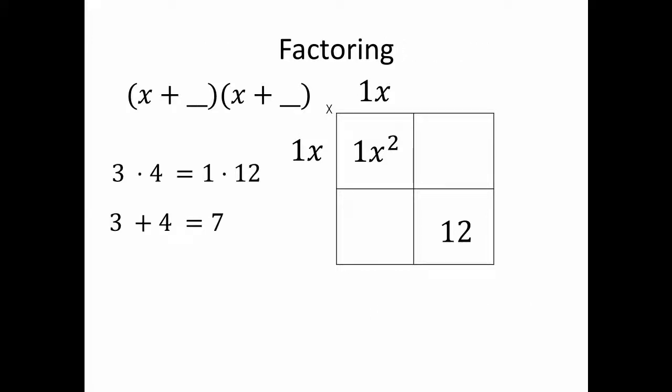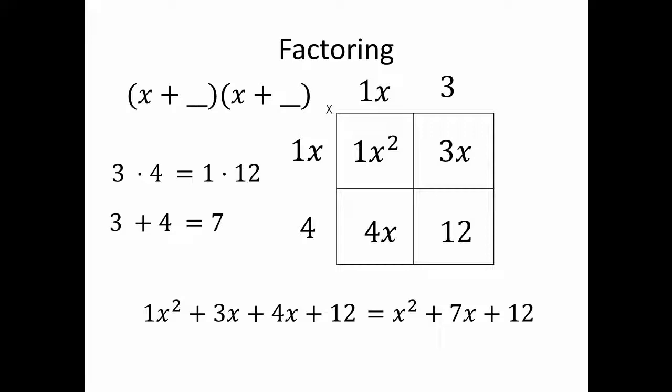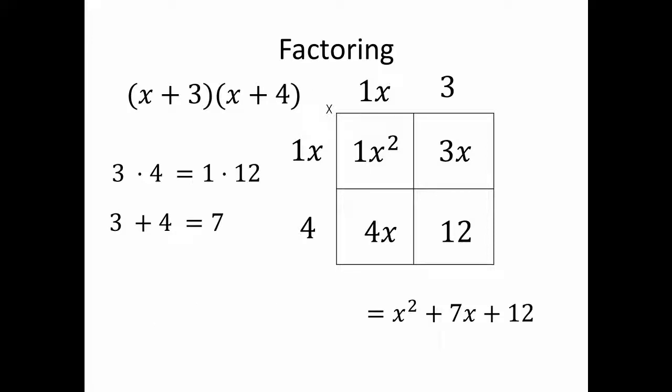So we can fill in the outer boxes with 3 and 4. Complete the expansion box with 3x and 4x. Add the contents together to get x squared plus 7x plus 12. And we now know that the factors of x squared plus 7x plus 12 are x plus 3 times x plus 4.